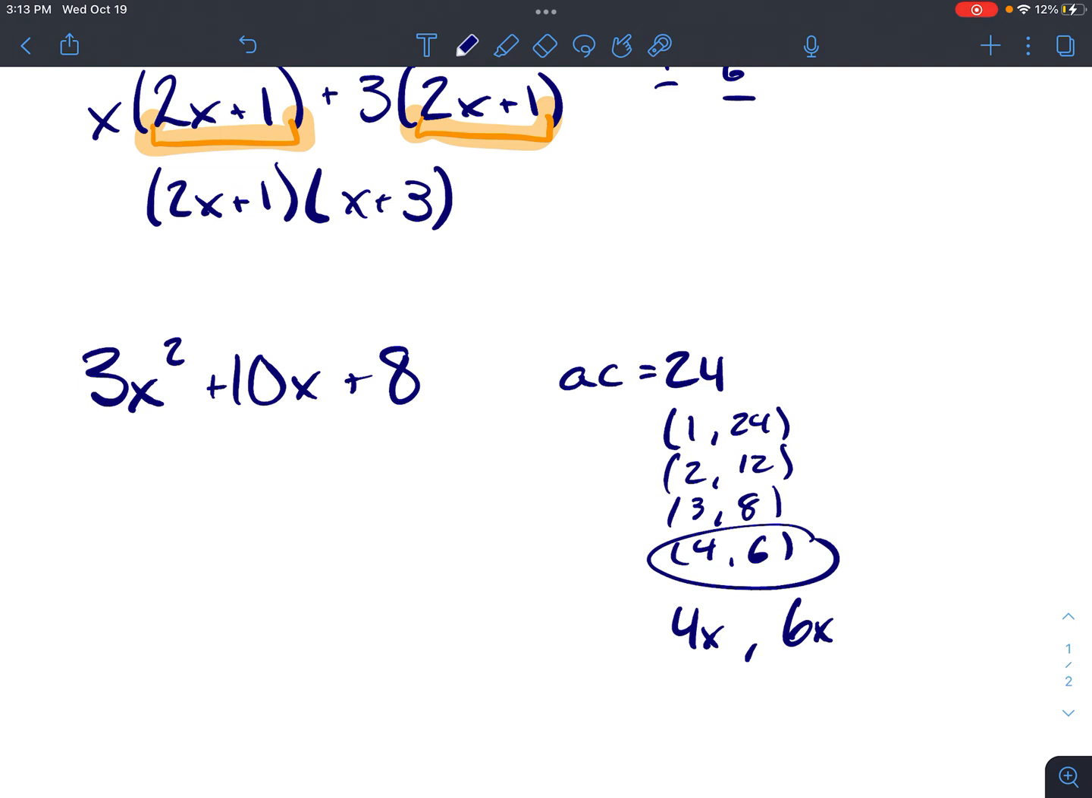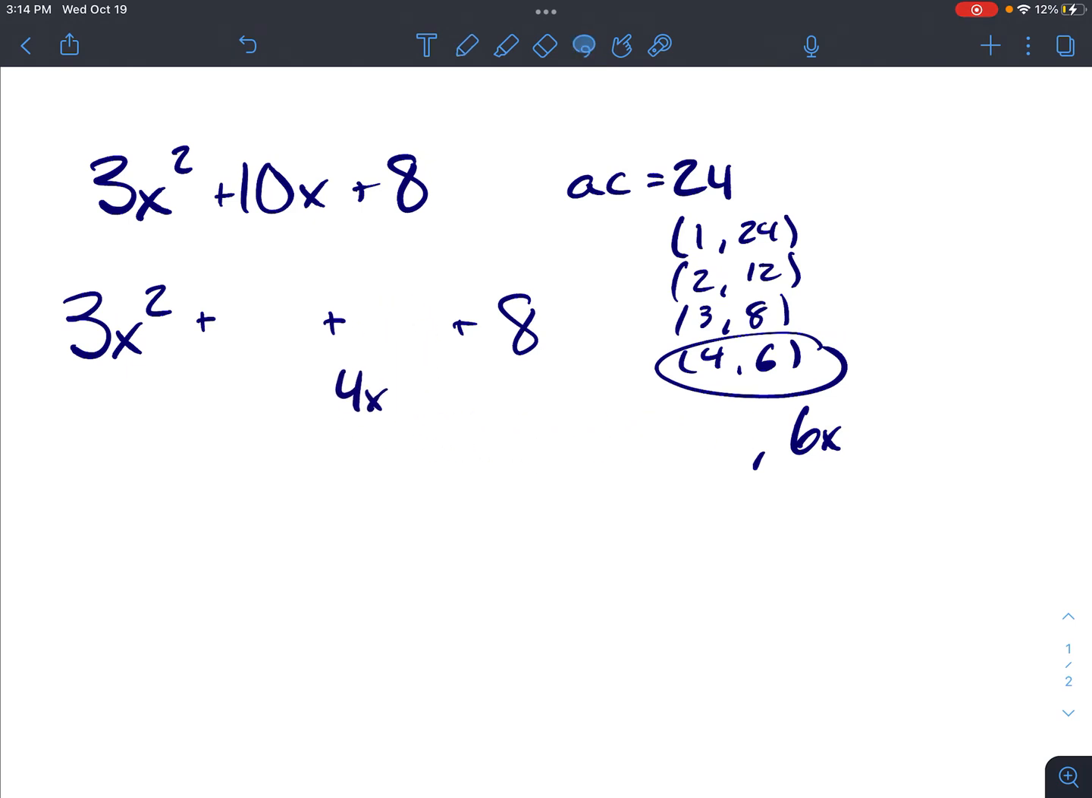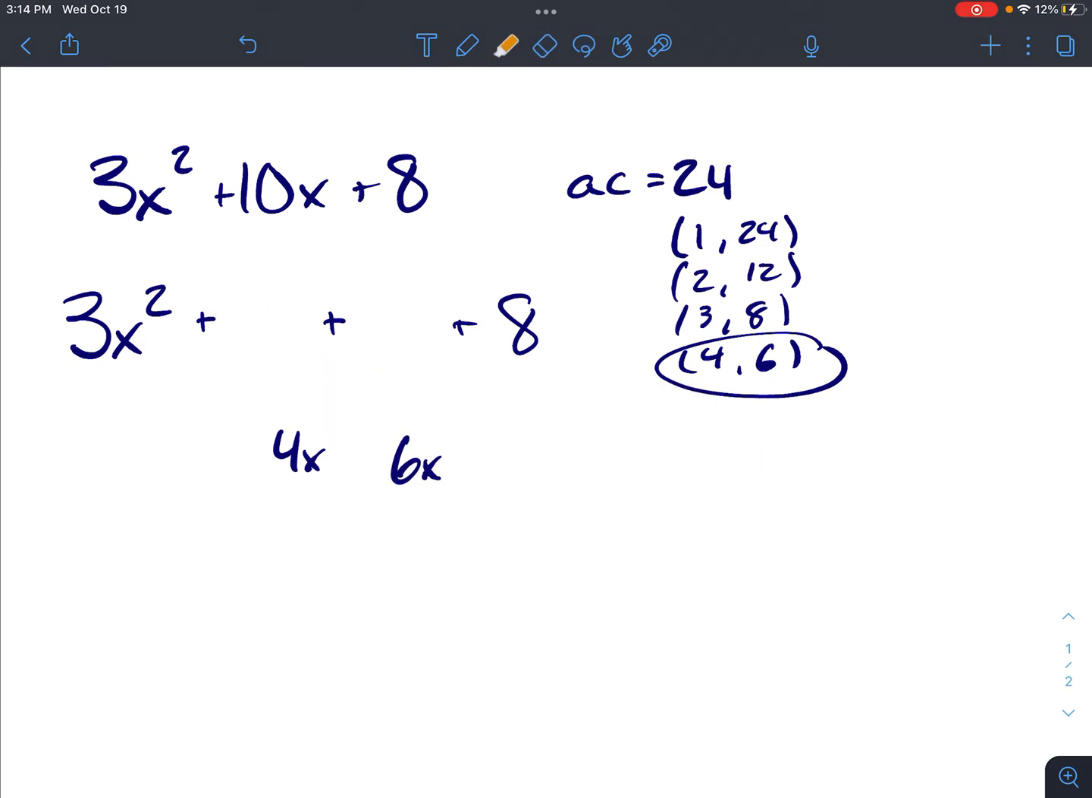And this is where I'm going to have you use a little bit of foresight. I'm going to have something in the form of 3x squared plus something plus 8. So 4x is either going to go here or here, and the 6x is going to go in the other spot. But think about if you just put this here. Can you factor anything out of this group? The answer is yeah, you could pull out an x and you'll get 3x plus 4.